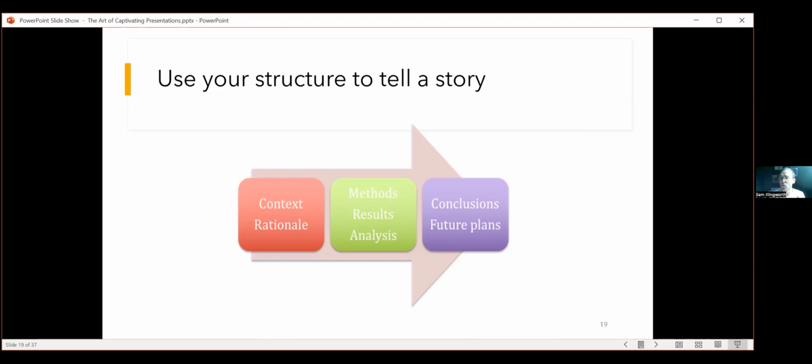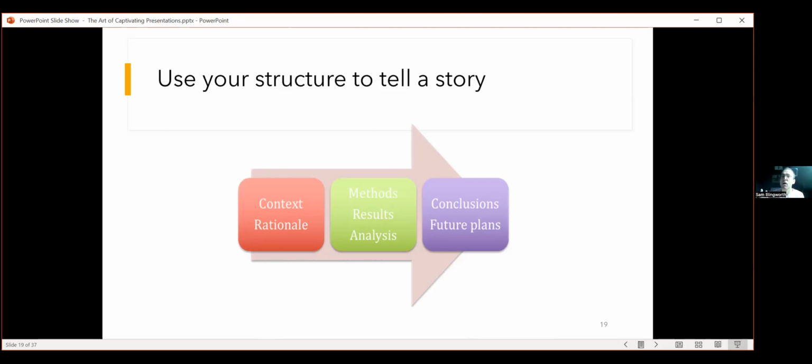The middle bit of the story, the methods, the results, the analysis. What did you find? And what does this mean? And then the final part of the story, conclusions and future plans. So did you answer your hypothesis? And if so, what does that mean? And if not, what are you going to do next?